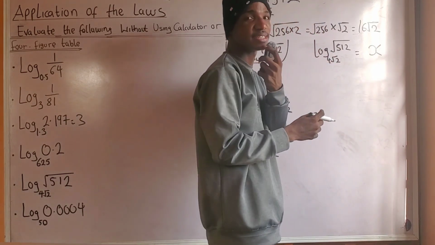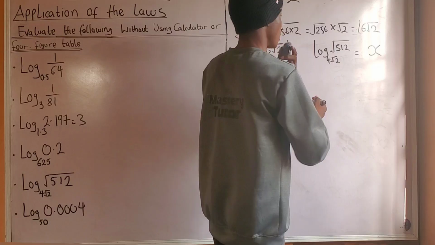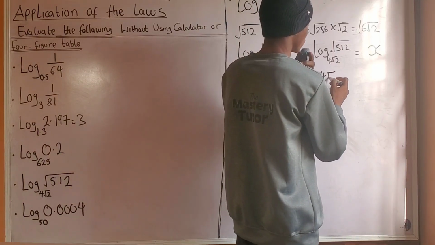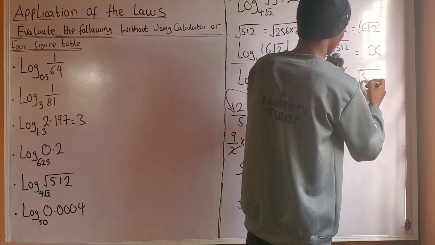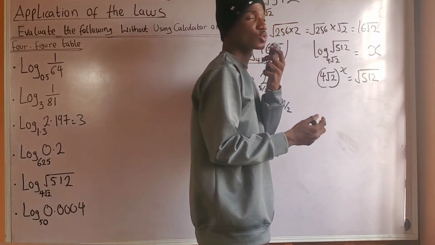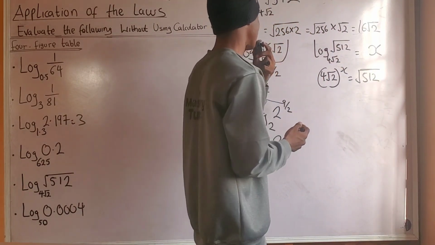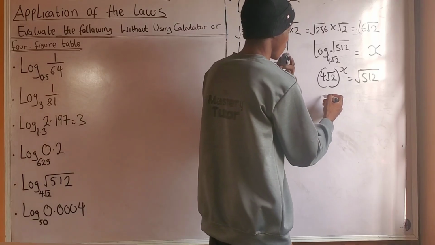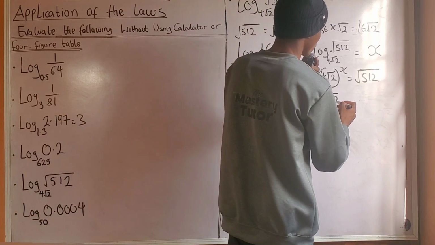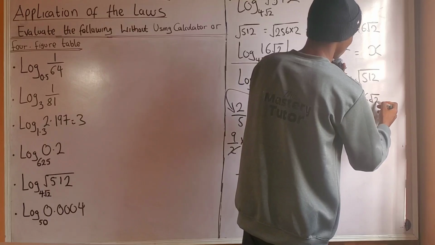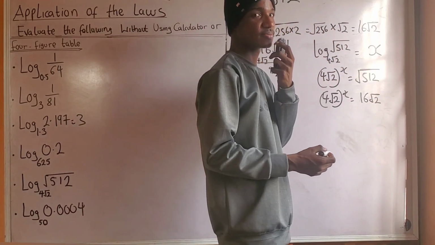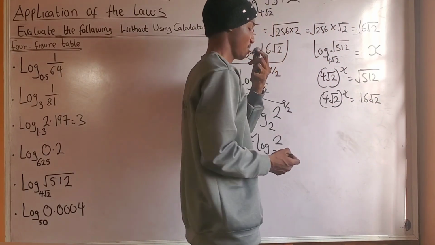Okay. Now let us write this in index form. I'm going to have 4 root 2 raised to the power of x equals square root of 512, right? Now, square root of 512 is what? 16 root 2. So I'm going to have 4 root 2 raised to the power of x equals 16 root 2. Do you get it? Okay.